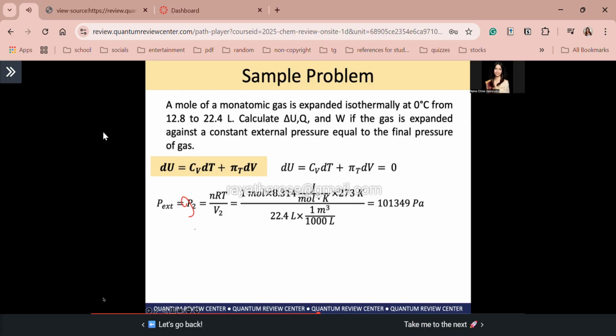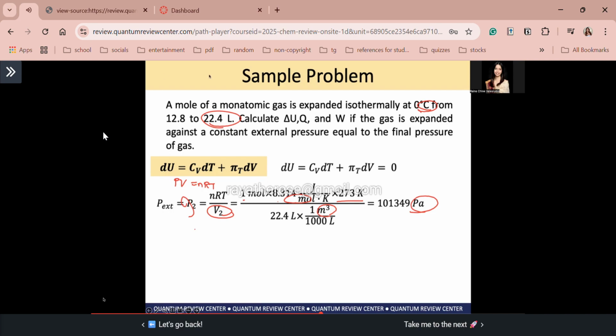So this is just using the ideal gas law. Tandaan, ideal gas law, PV is equal to nRT. We are given, guys, the value for V2, which is equal to 22.4. So solving for nRT over V2, 1 mole times 8.314 times 273 Kelvin divided by 22.4 liters, which is V2, and then just convert it to meter cubes for you to get the Pascal value, which is in SI units. So solving, we get 1,101,349 Pascal.